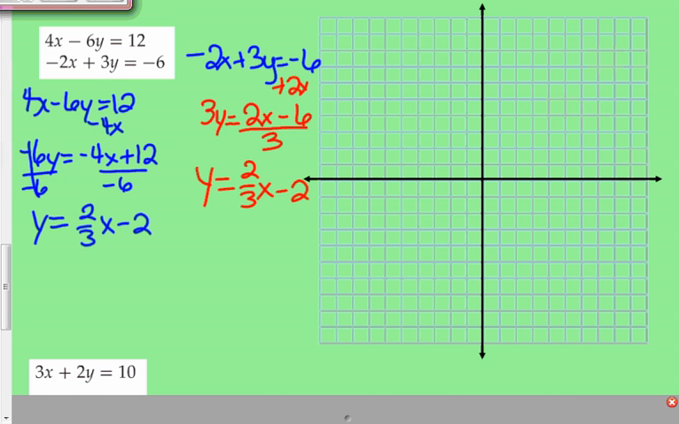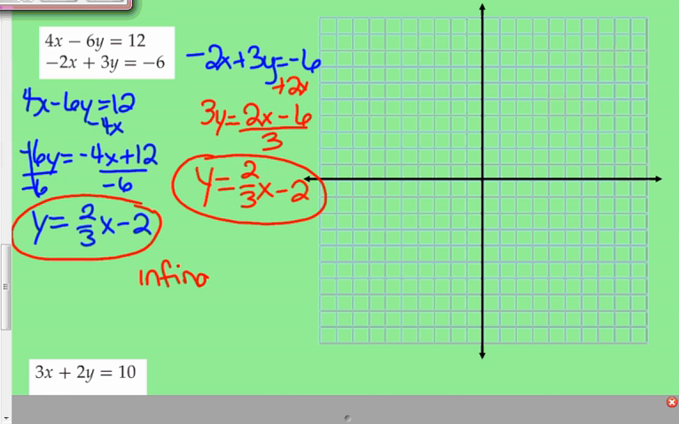Now, before we go graph these, look at your two equations. They're exactly the same, so it's the same line. So the answer is infinitely many solutions, because they go on forever in both directions. So they have an infinite number of solutions. They're on top of each other. There's your answer to that one.